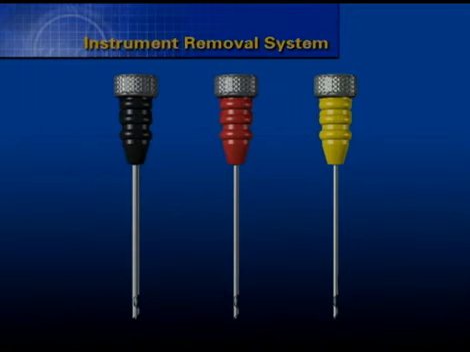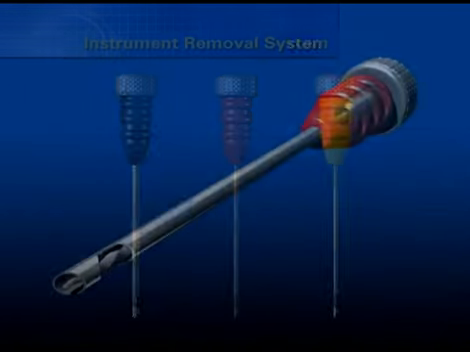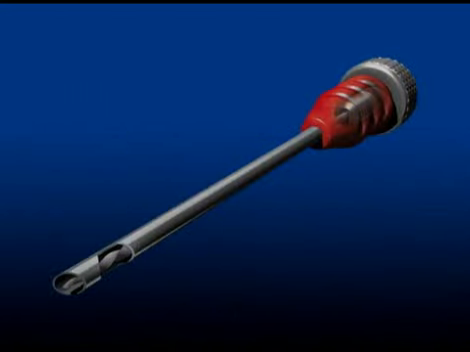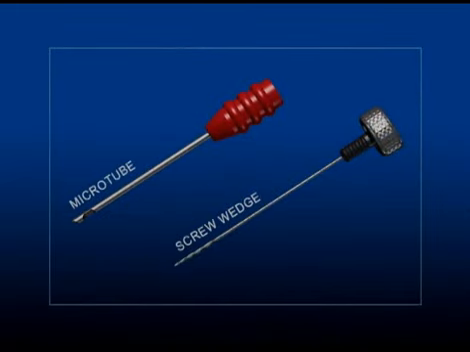There are 3 IRS devices available, and each is a 2-component system designed to mechanically engage broken instruments. Each microtube has a small-sized plastic handle to enhance vision during placement, a side window to improve mechanics, and a 45-degree beveled end to scoop up the coronal end of a broken instrument.